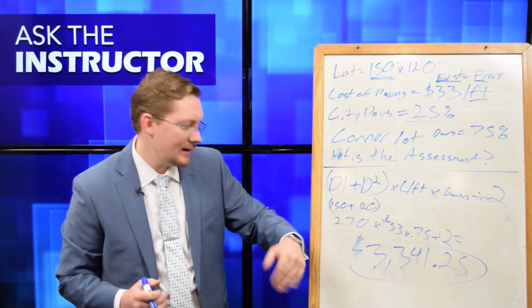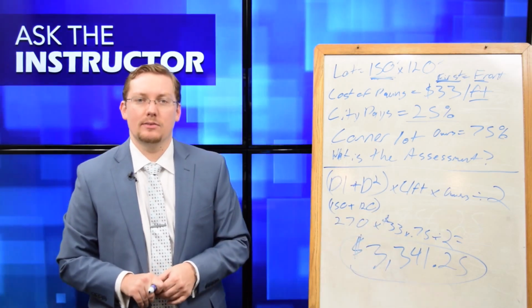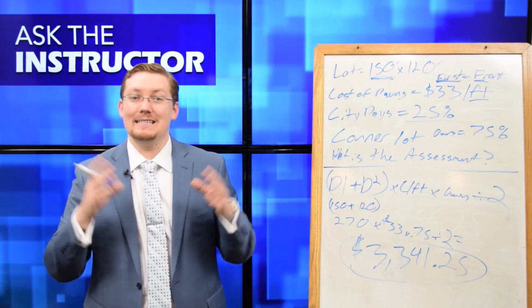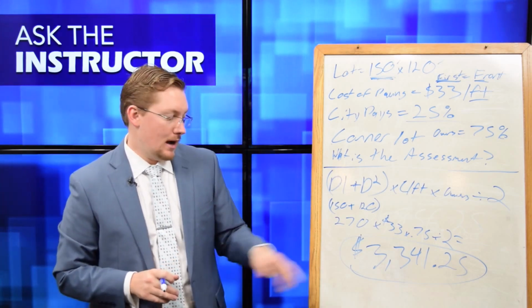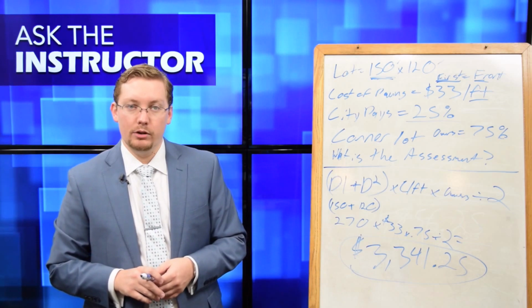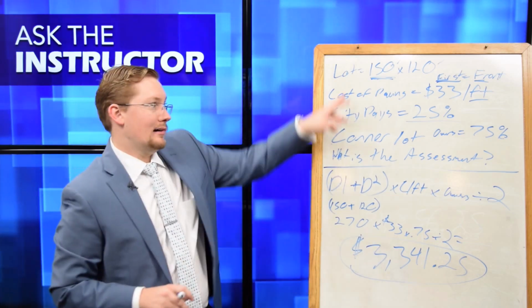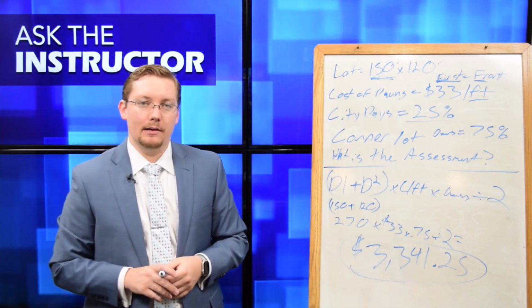Before it was, what, $1,800? Now it was $3,341.25. That's a big difference dollar amount wise. I mean, we're almost double what the cost would be of just that 150-foot side of the property.